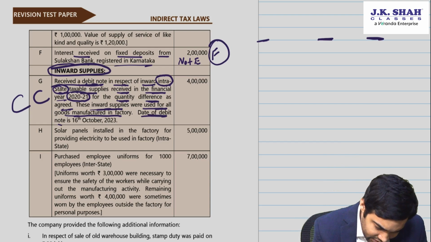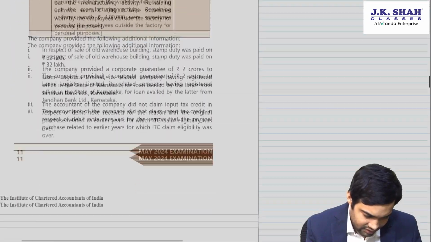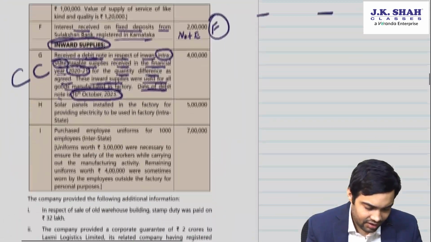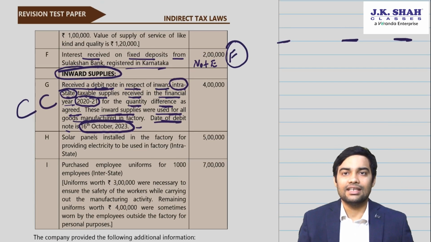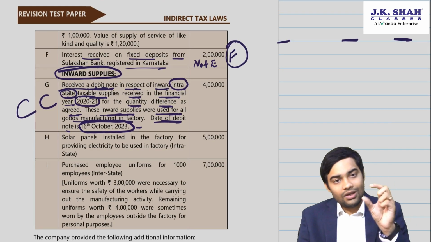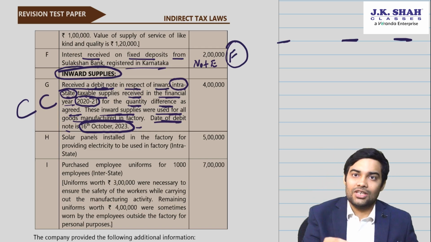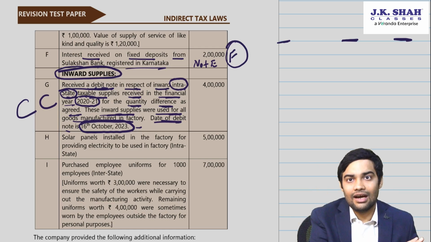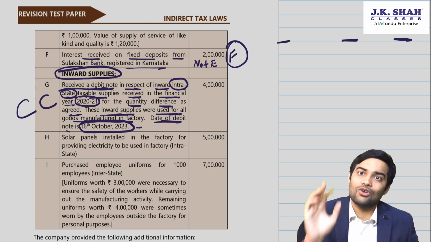Date of debit note is 16th October 2023. Now for which month am I doing the calculation? I am doing the calculation for the month of October 23. I received a debit note 16th October 23. Can I avail ITC? The answer is yes, I can avail ITC, because what is relevant for checking whether debit note ITC can be availed is the date of debit note, not the main transaction. See, main transaction you will see time limit to avail ITC separately. For the debit note, you will see the time limit to avail ITC separately.